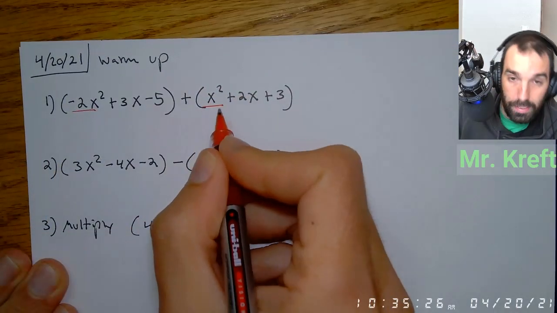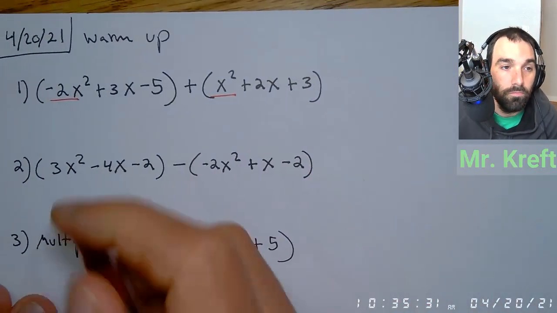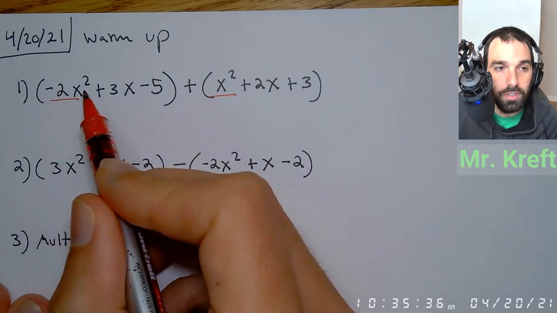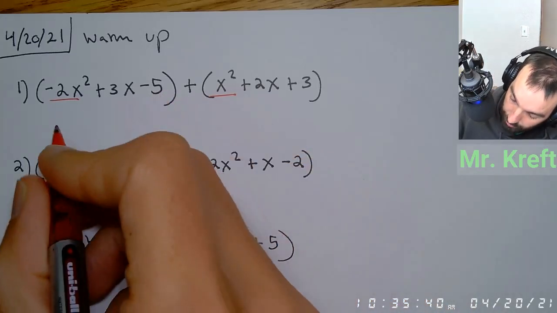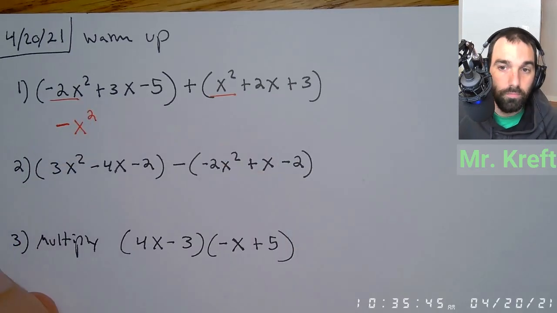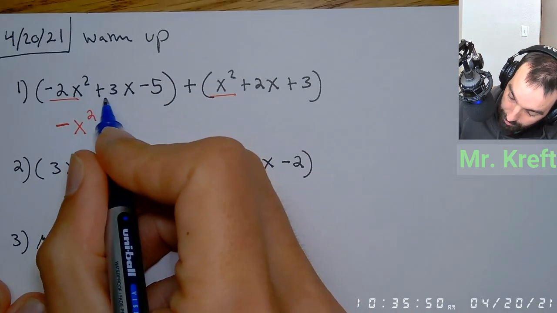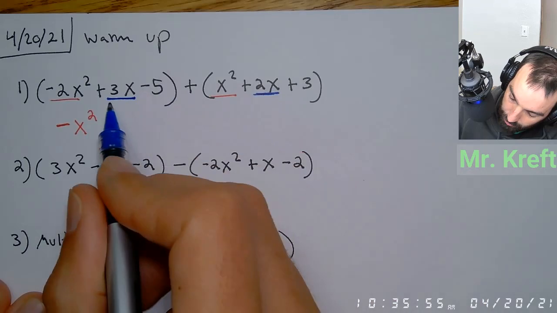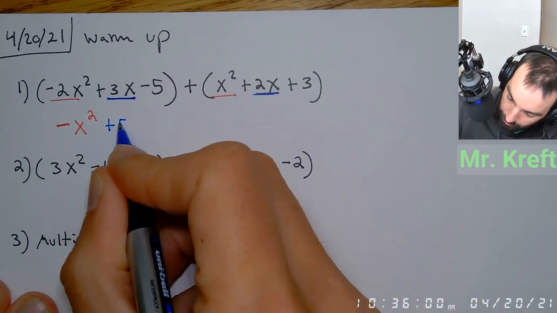So again, I'm going to be looking for like terms, so terms that look alike. I can zoom in just a little bit here. So I'm looking for 2 terms that look alike. So I have negative 2x squareds here, and I have 1x squared here. So if I add those together, I'm going to get a negative 1x squared. Okay, and then I take a look at my next things that look alike. So I have 3x here, and I have 2x here. So I'm going to take 3x, and I'm going to be adding 2x. So that's 5x.